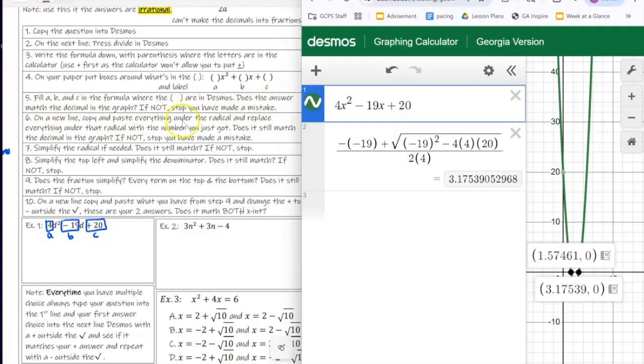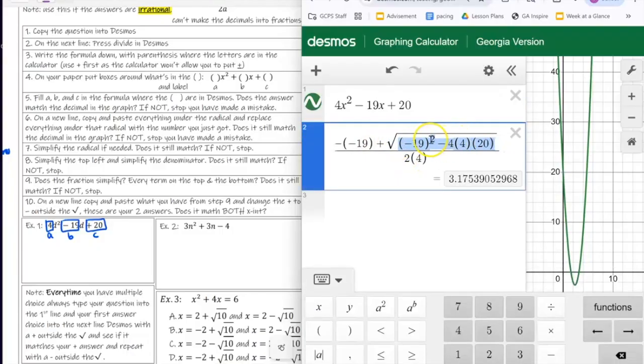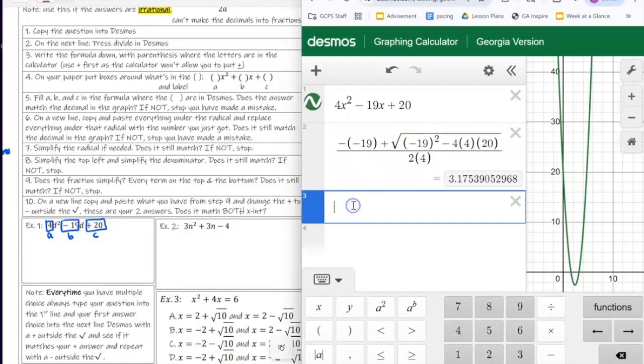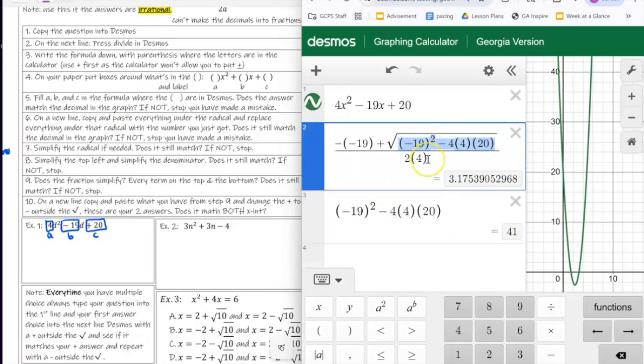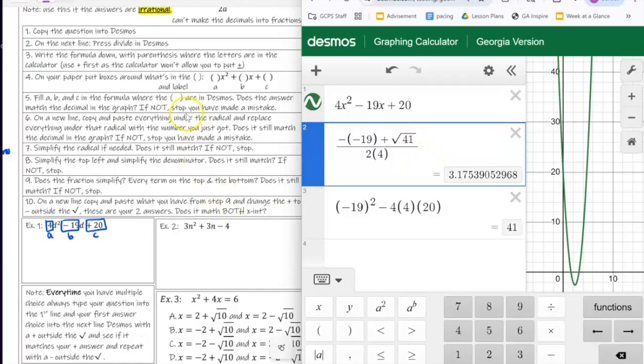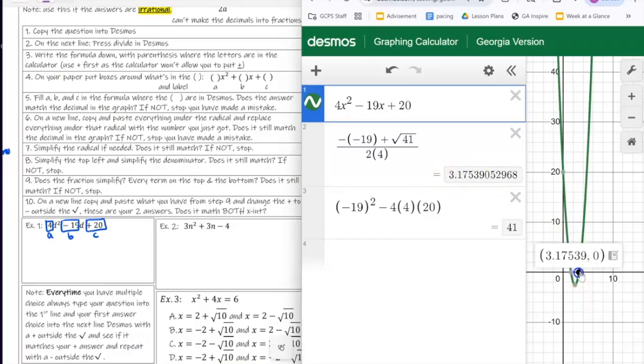On a new line, copy and paste everything under the radical and replace everything under the radical with the number you just got. All right, so what's underneath the radical? This part right here. Copy and paste it. So Control C and then Control V. And I'm going to replace everything underneath that radical with the number 41. Okay, so I've done that. Does it still match the decimal in the graph? If not, stop, you've made a mistake. Okay, so again, yep, I remember it's 3.17539. So I still match, so I'm still good. I've done that part correctly.